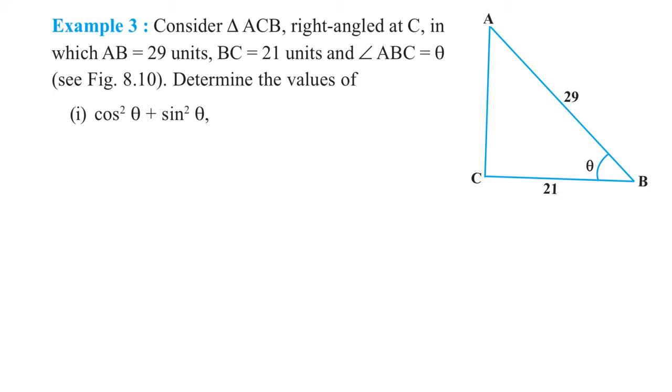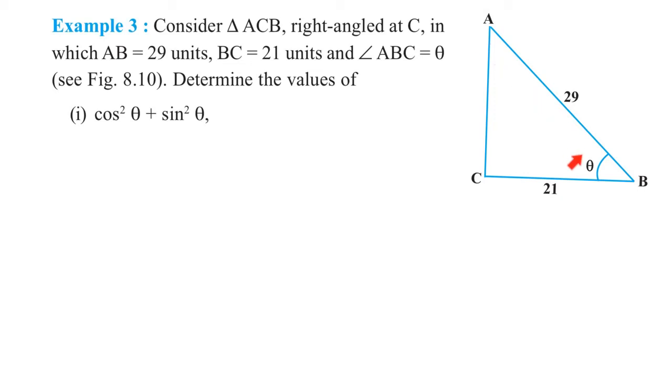Let's try this. Consider triangle ABC right angled at C, in which AB is 29 units, BC is 21 units, and angle ABC is equal to theta. Theta is a general form of labeling an angle. It's a Greek letter. An angle is represented as theta. Determine the value of cosine squared theta plus sine squared theta.